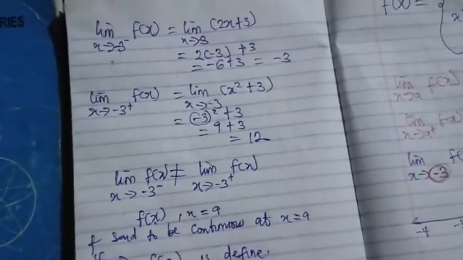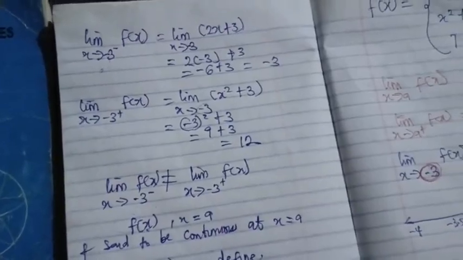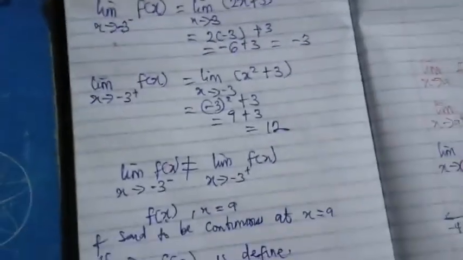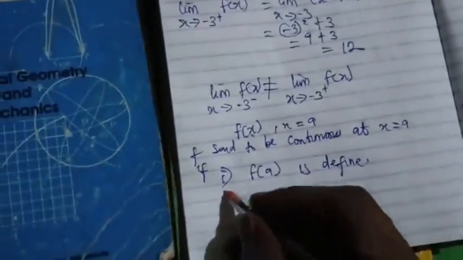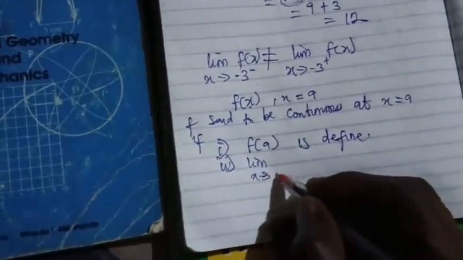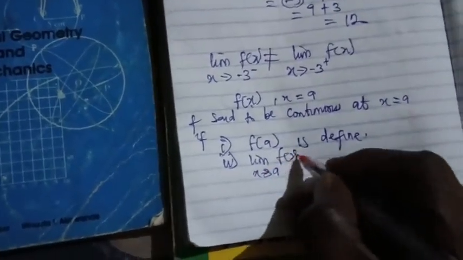My brother, think of something else. Life is not that easy. It's not defined at that point. So we say f of a is defined. Now somebody is thinking, I'm coming, let me give you all the conditions, then we go back. The second part: the limit as x approaches a of f of x exists.